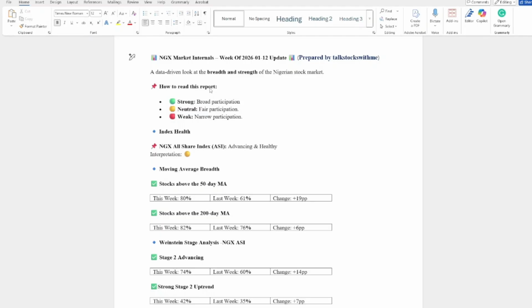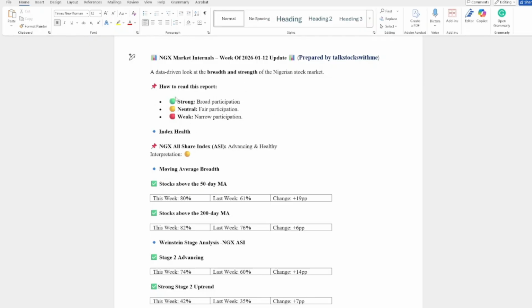How do you read this report? The market is tagged as either strong, meaning you have broad participation from the various sectors that comprise the NGX ASI, such as industrials, oil and gas, consumer goods, banking, and insurance. It can also be tagged neutral when you have fair participation, meaning only a few sectors are actually contributing to the advancing or decline of the market, whatever it is, and it can also be weak.